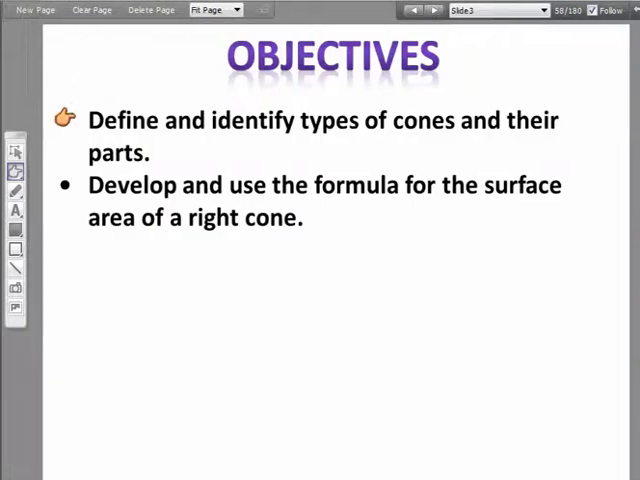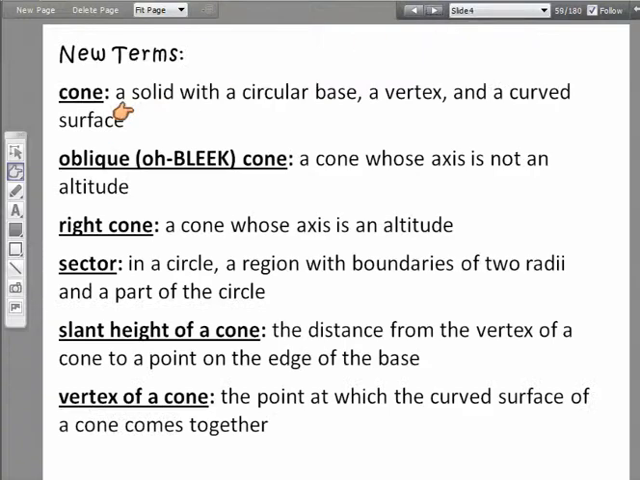The objectives in this lesson are to define and identify types of cones and their parts, and develop and use the formula for the surface area of a right cone. Here are some of the terms we're going to be using. We're going to identify a cone. Well, we'll do that right now.